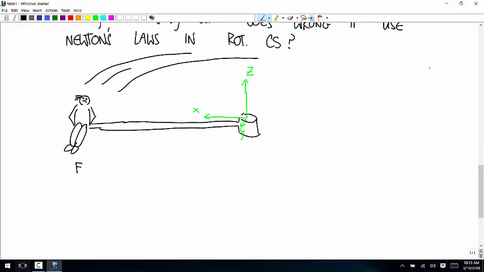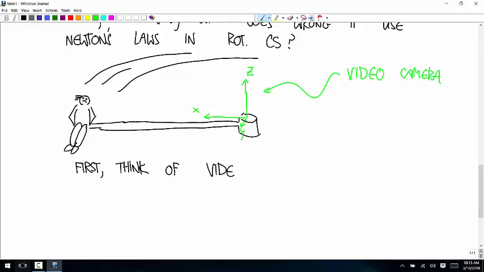And first think about what a video would look like. So this coordinate system, think of it as a video camera. That's always a good way to think about coordinate systems if you're trying to make sense out of what these measurements mean. Okay, so think of what the video would look like if that coordinate system is fixed. So first it's not rotating. The arm is spinning around and that thing stays right there.